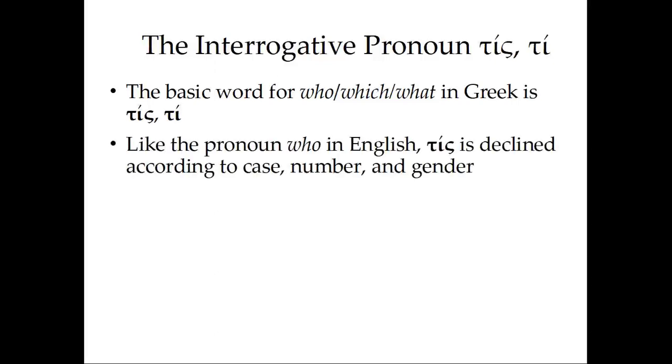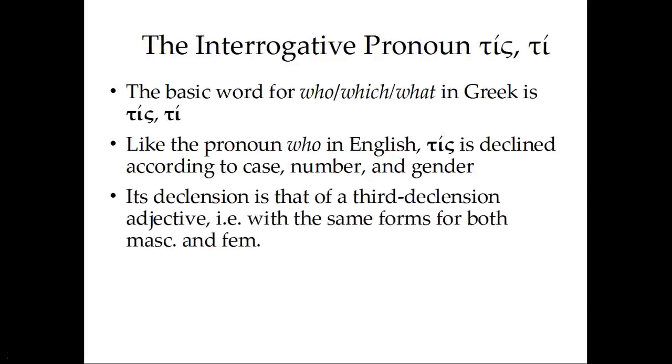Like the pronoun who in English, tis is declined according to case, number, and gender. So, for instance, who in English changes to whom in the objective and whose in the possessive cases. So that's a pretty simple declension. Tis, of course, is quite a bit more complex, but it shows the same kinds of changes that we see in English. Its declension is that of a third declension adjective.